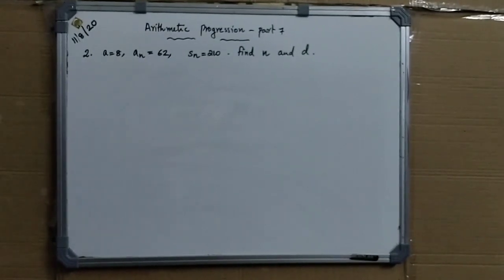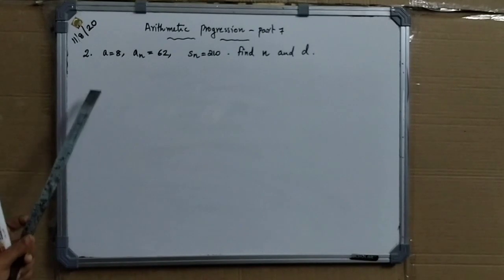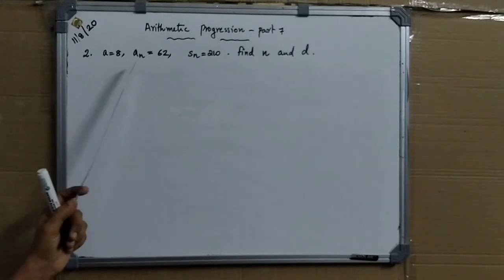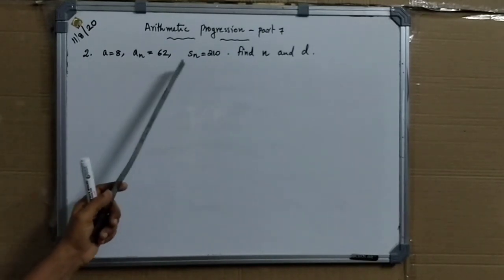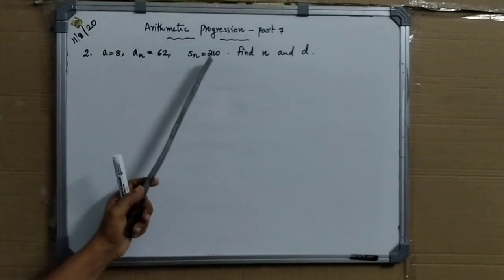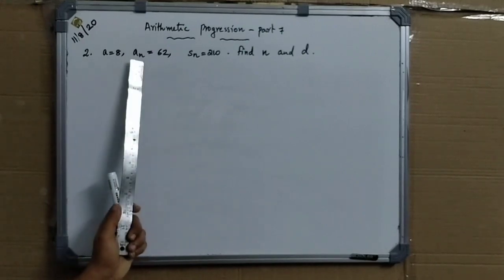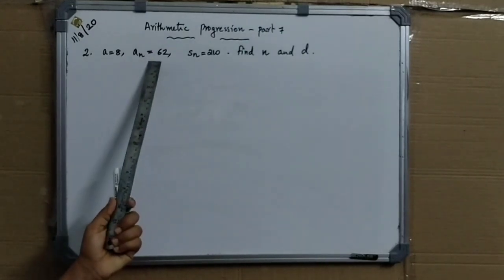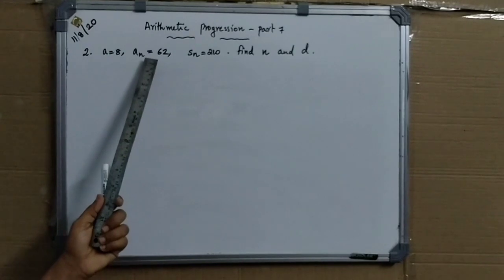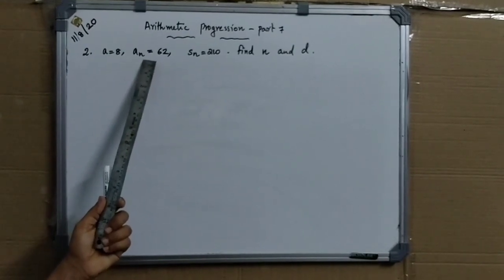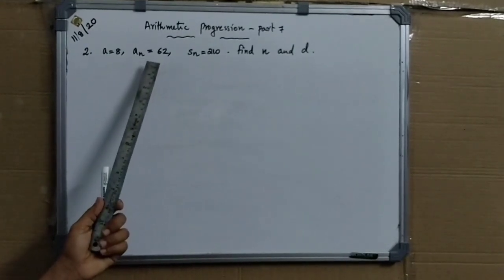Now we go to the next question. a equal to 8, an equal to 62 and Sn equal to 210. Find n and d. So make use of the formula. We can make use of the formula for an. An means a plus (n minus 1) into d. If you take that formula, you can see that two values are unknown.